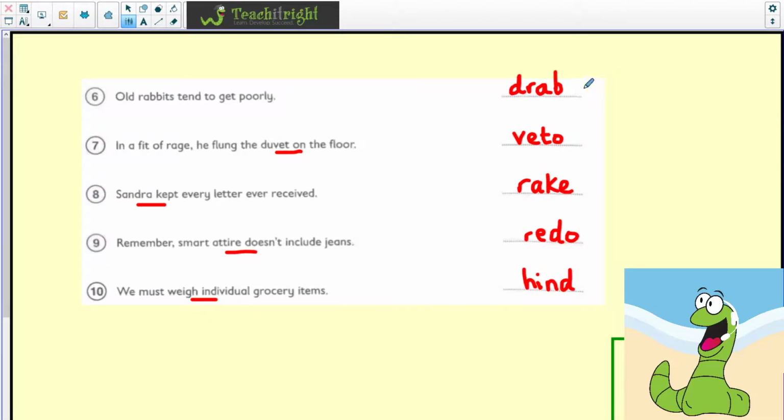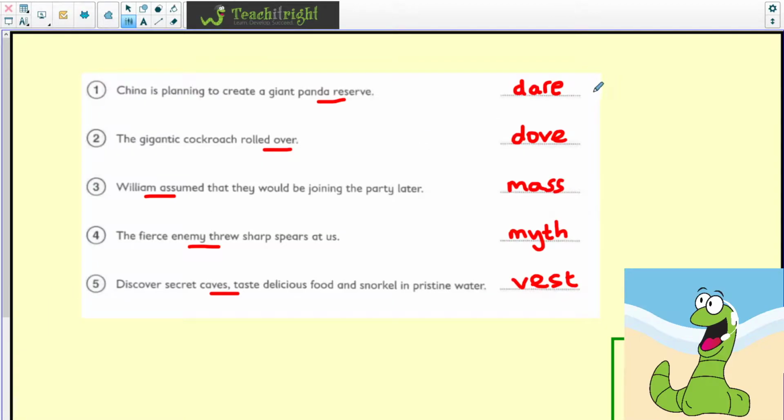And then we've got drab, which means dull. So if you didn't know what drab meant, it kind of means dull. Veto, so if you veto, you vote against it. Rake, redo and hind. And let's have a look at the last set.